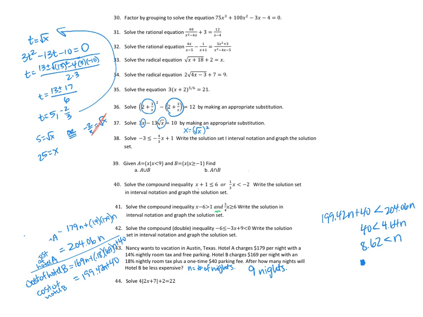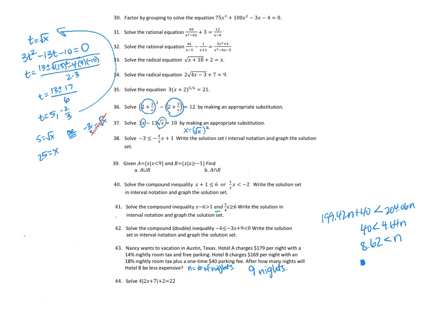The next one, I want to solve this inequality, and so we'll go over here and solve that. So we have 4 times the absolute value of 2x plus 7, plus 2 is equal to 22. So I'm going to go ahead and subtract the 2 from both sides and divide by 4. So I get the absolute value of 2x plus 7 is equal to 22 minus 2 is 20, divided by 4 is 5.